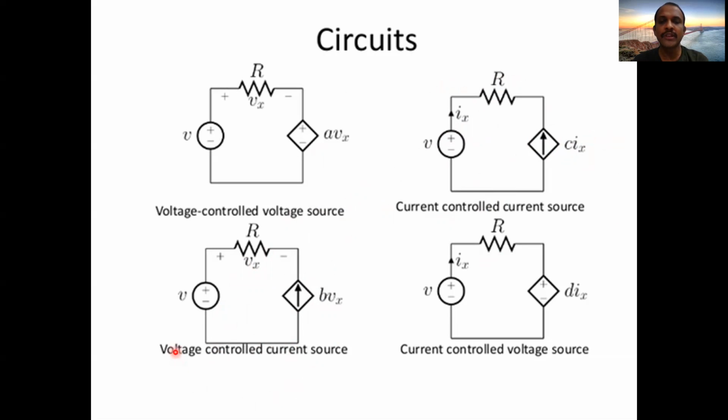It is a current source which depends upon the voltage. It is a current source which depends upon the current. It is a voltage source which depends on the voltage. It is a voltage source which depends upon the current. So that's why we have 4 dependent sources. They are also called voltage controlled voltage source, current controlled current source, voltage controlled current source, current controlled voltage source.